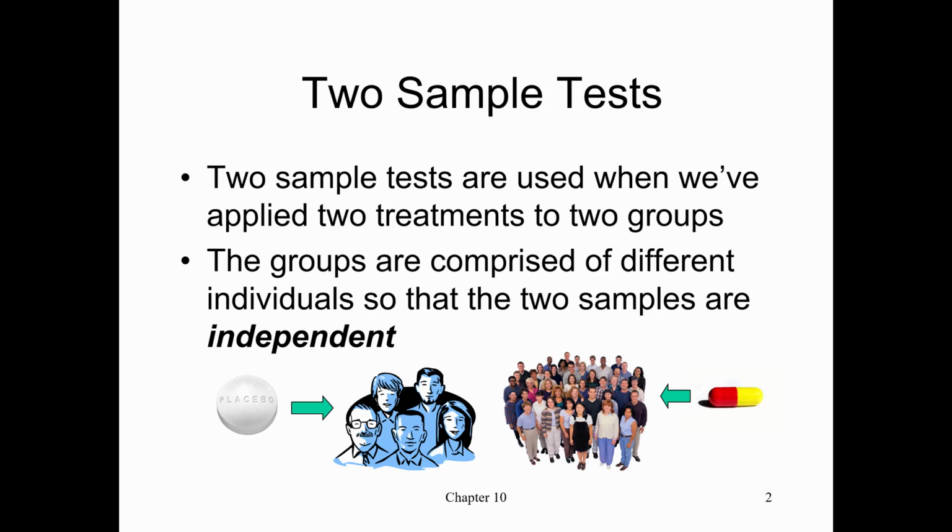You can think of an example where one group is taking a placebo and the other group is taking an experimental new drug. You wouldn't want the same group of people taking both because they may have different effects, and those people are thinking to themselves, wait a minute, why am I taking two different medications here?